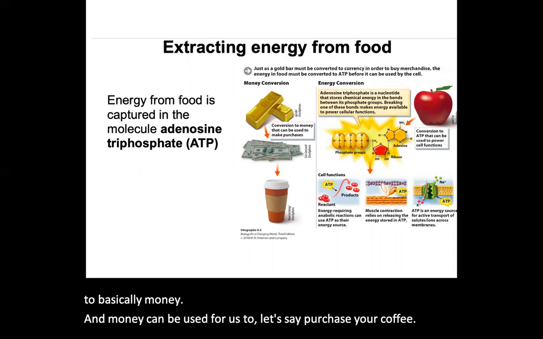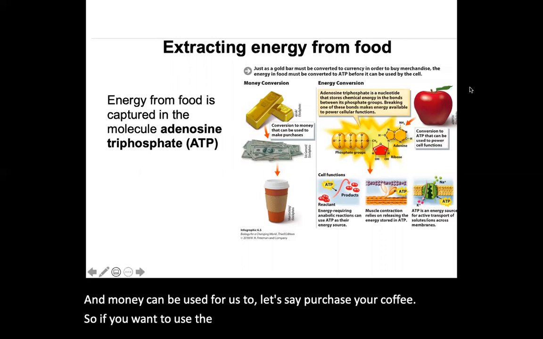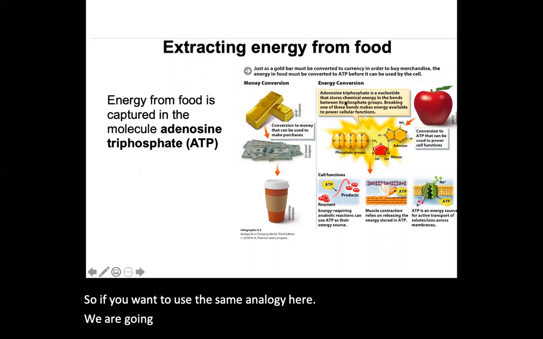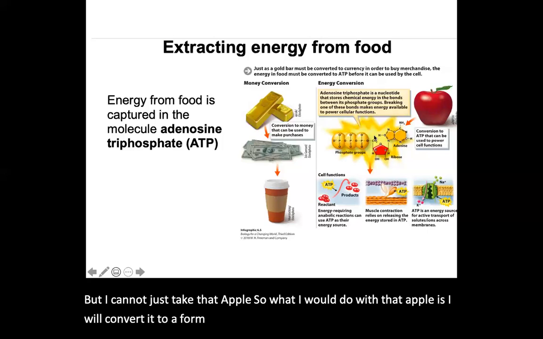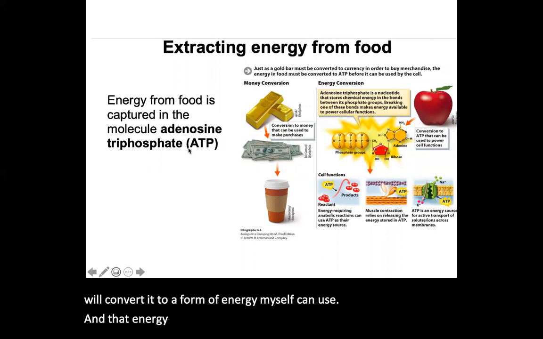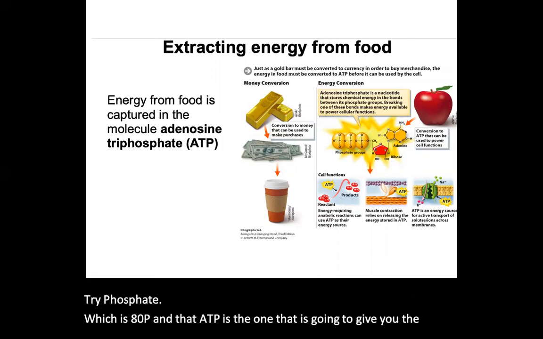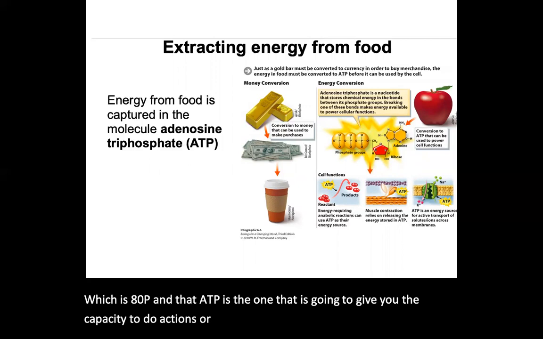So if you want to use the same analogy here, we are going to consume an apple. So the apple is equal to gold. But I cannot just take that apple. So what I would do with that apple is convert it to a form of energy my cell can use. And that energy is basically, again, as I said, adenosine triphosphate, which is ATP. And that ATP is the one that is going to give you the capacity to do actions or work inside your cells.